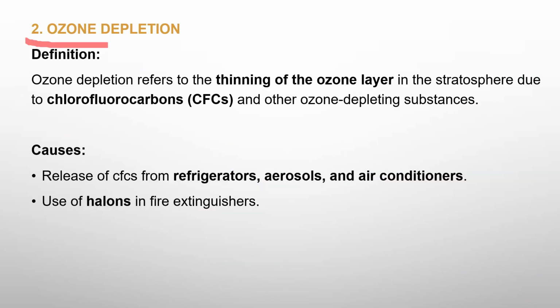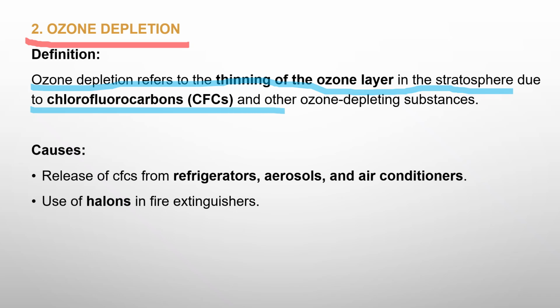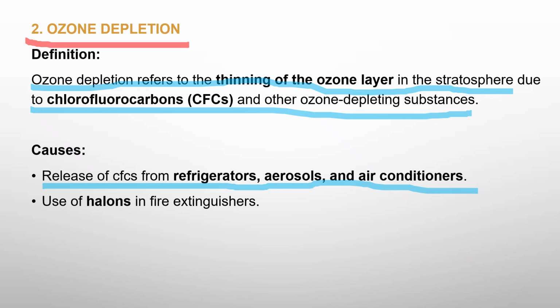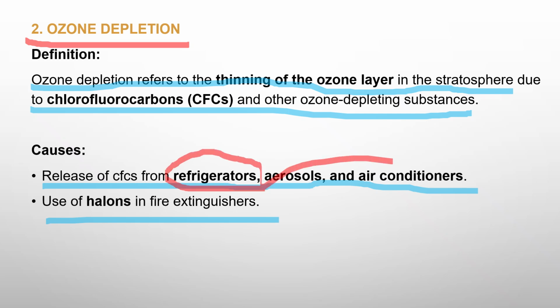This was the second major issue, almost solved, that is ozone layer depletion. Ozone depletion refers to thinning of the ozone layer in the stratosphere due to chlorofluorocarbons, that is CFC, and other ozone depleting substances. The major causes include the release of CFC from refrigerators, aerosols and air conditioners, and the use of halogens in fire extinguishers. So when we are using CFC as a refrigerant in the refrigerator or in an air conditioning system, this is one of the major causes of ozone layer depletion.